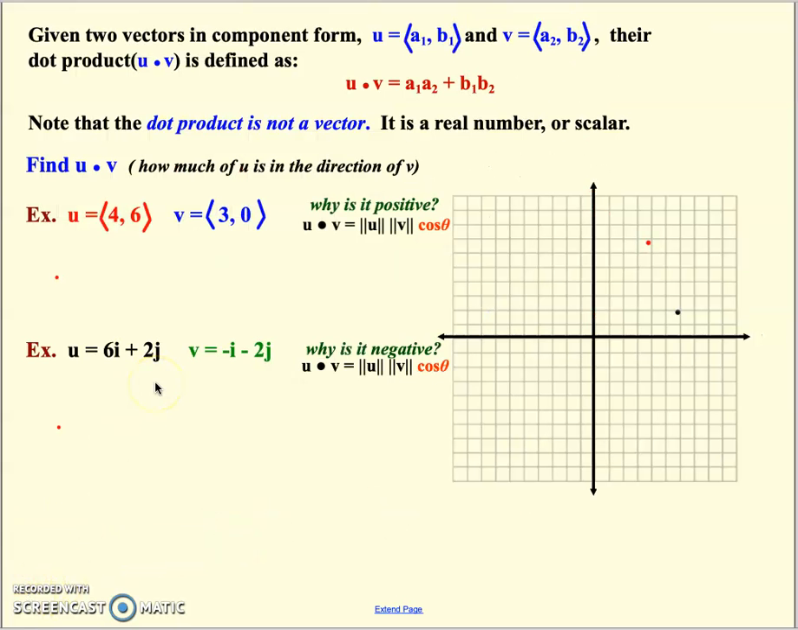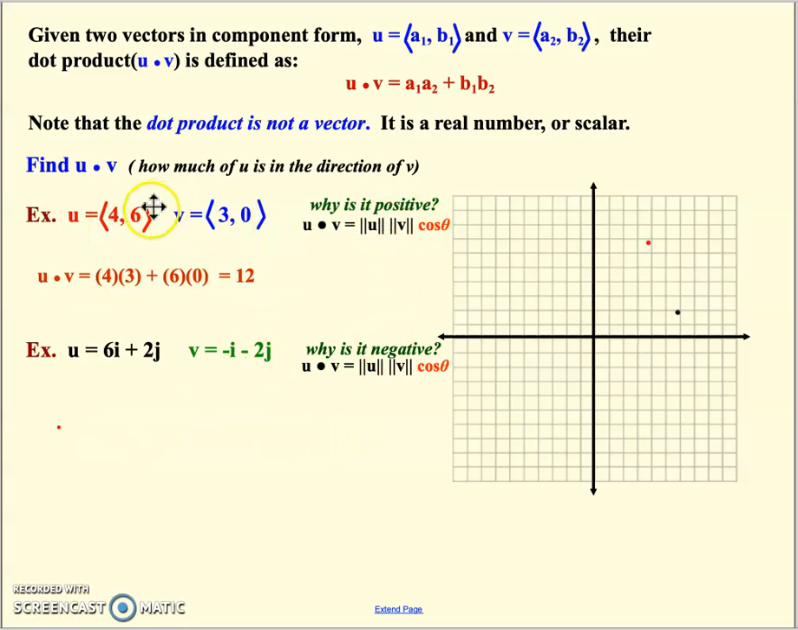Okay, let's do some more work with dot product and talk a little about how it compares to your basic formula. So doing dot product again is super simple. Just multiply your a's together, multiply your b's together, add those two, and you get a number. Remember, dot product is not a vector, it's a number. Then let's do the other two, and then we'll talk about these questions in a second.